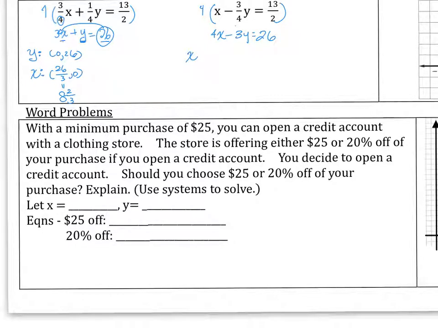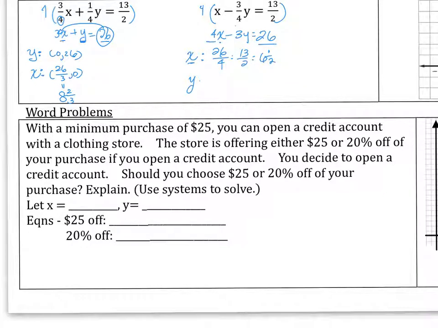So for my x-intercept, I can take 26 and divide by 4. Remember, you need to use the coefficient of x to find the x-intercept. And then this would be 13 over 2 and 6 and a half.